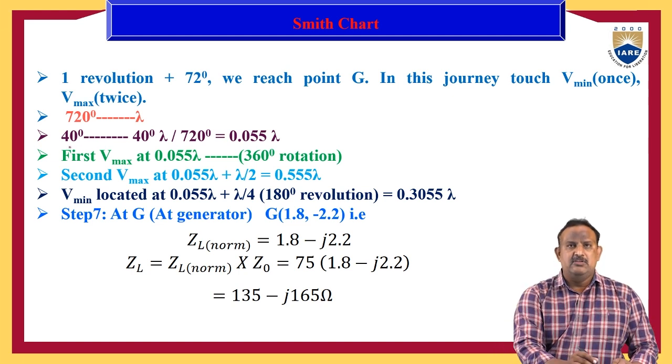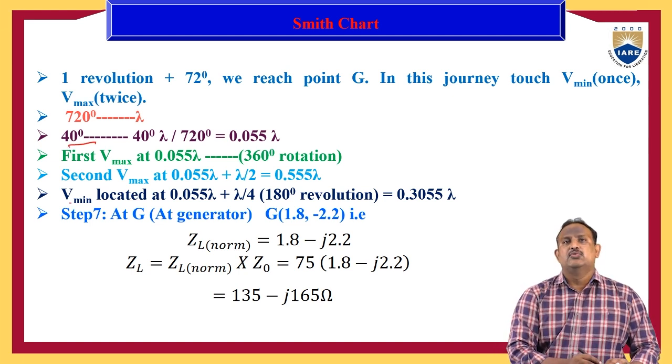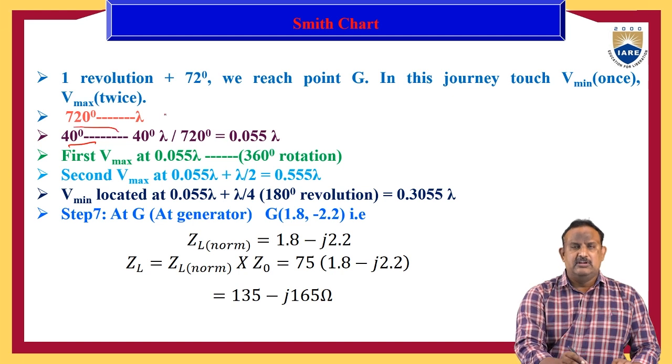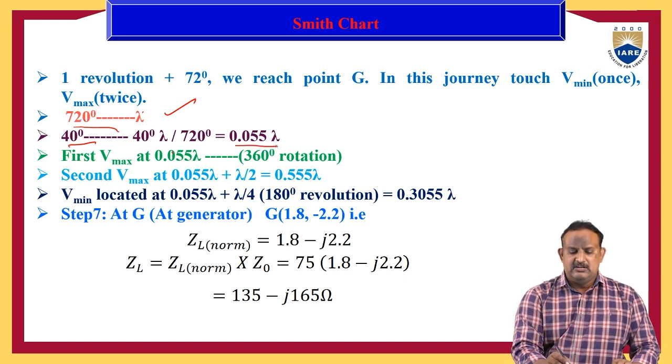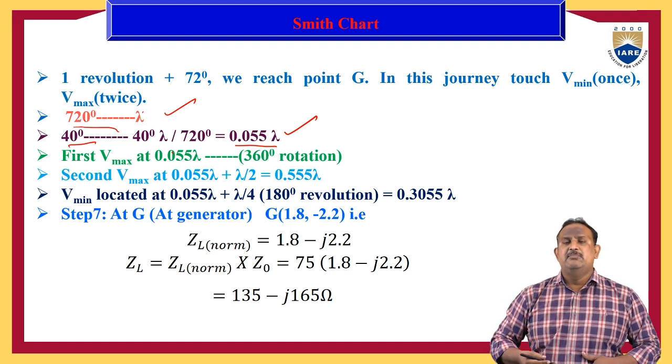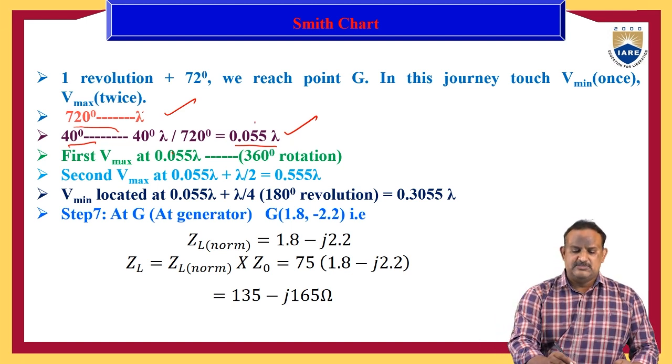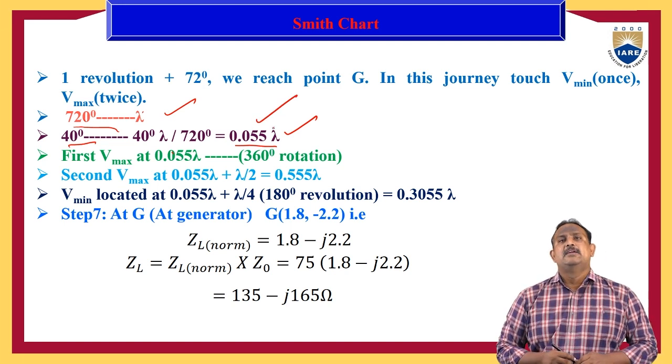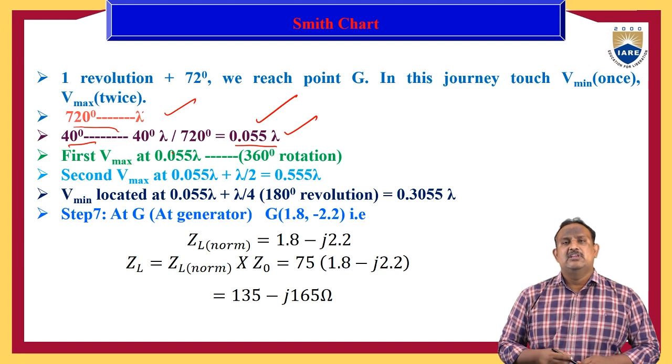At point P, we have the angle 40 degrees. For 720 degrees we have lambda, so for 40 degrees, the value is 40 into lambda by 720, which is 0.055 lambda. Therefore, the location of Vmax from point P is 0.055 lambda, so the first Vmax is located at 0.055 lambda.